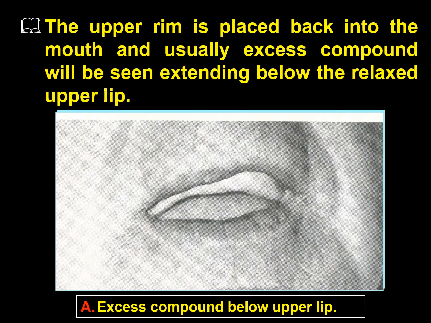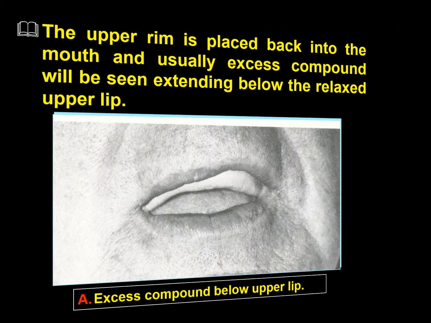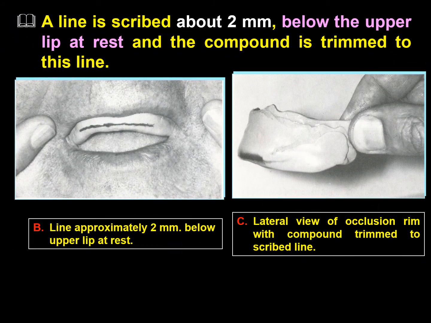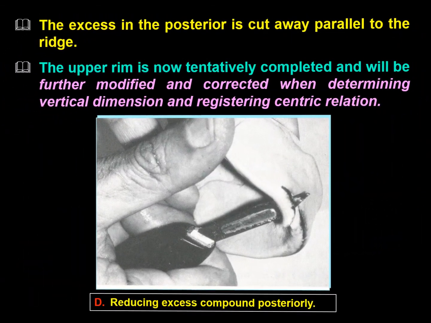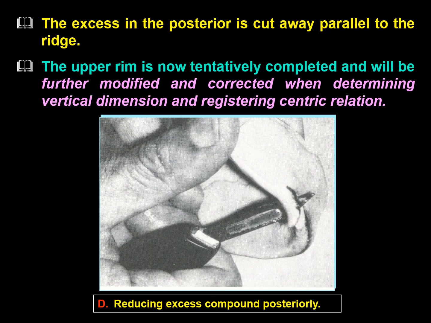The upper rim is placed back into the mouth, and usually excess compound will be seen extending below the relaxed upper lip. A line is described about 2 millimeters below the upper lip at rest, and the compound is trimmed to this line, like that. Excess in the posterior is cut away prior to the ridge. The upper rim is now completed and will be further modified and corrected when determining the vertical dimension and registering circulation.